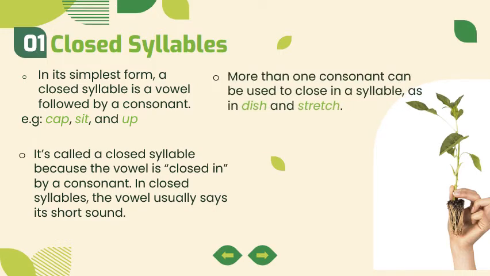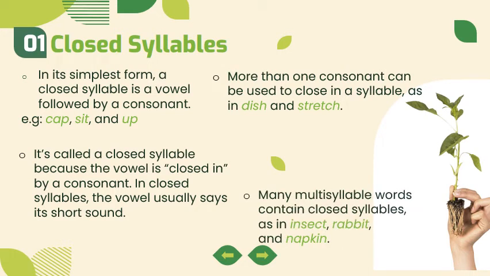More than one consonant can be used to close in a syllable, as in dish and stretch. If you notice in these two words, the vowel letter is closed with more than one consonant letter, and that's okay. I might have more than one consonant letter to close in the vowel letter to make a closed syllable.